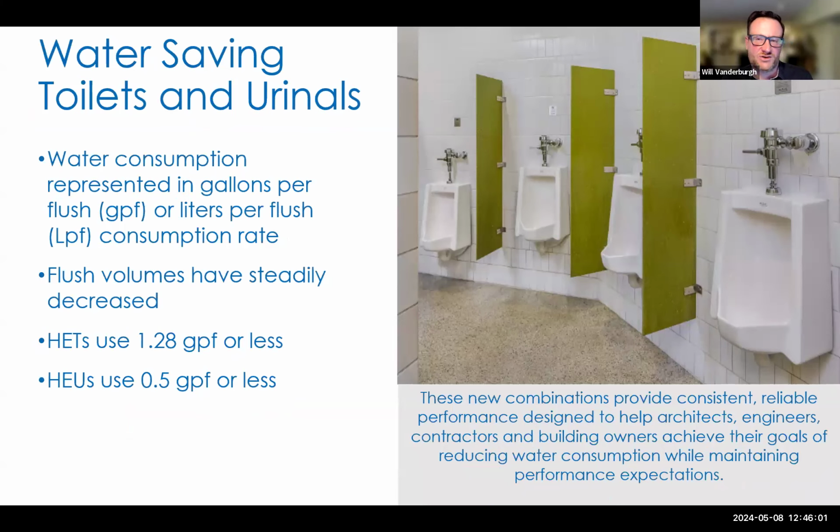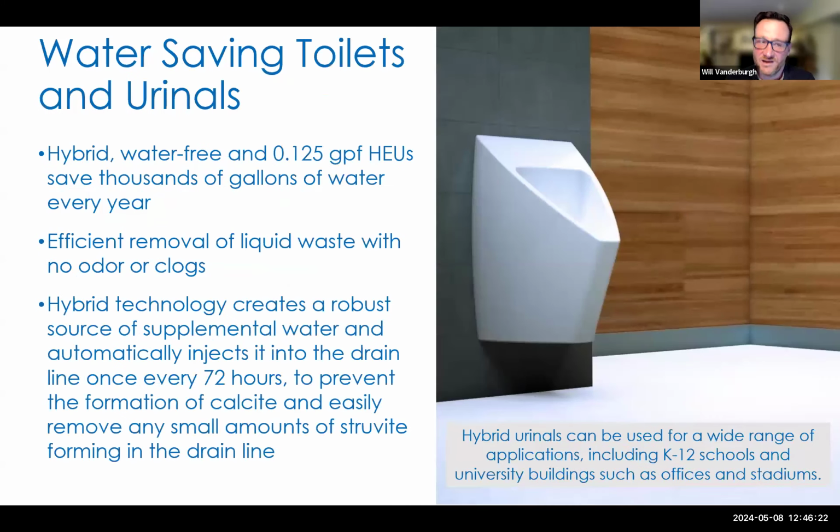A high efficiency toilet will use less than 1.28 gallons per flush, so that's 4.8 liters per flush. And then urinals, 0.5 gallon or 1.9 liters per flush. But again, you can go quite a bit lower than that now and have equitable performance to what we've had in the past. And then certainly hybrid or water-free urinals are an option as well. You're able to take away that water per flush every single time.